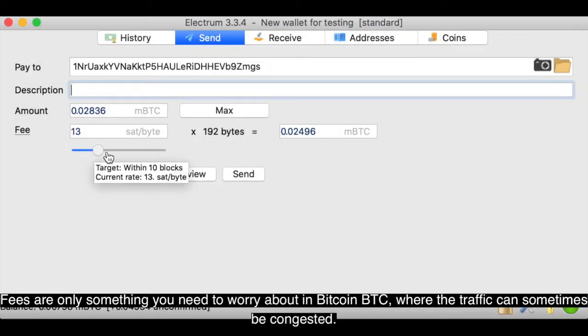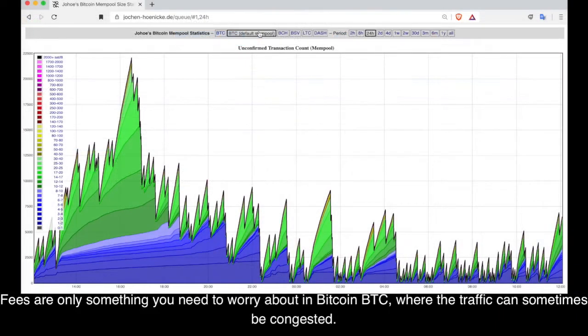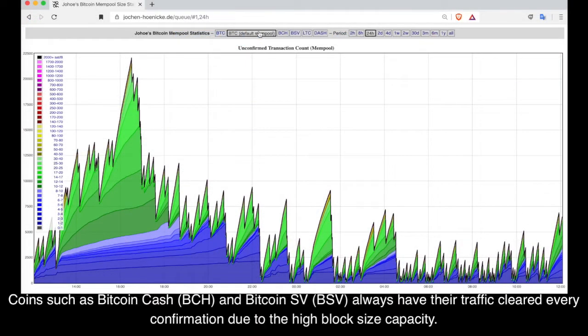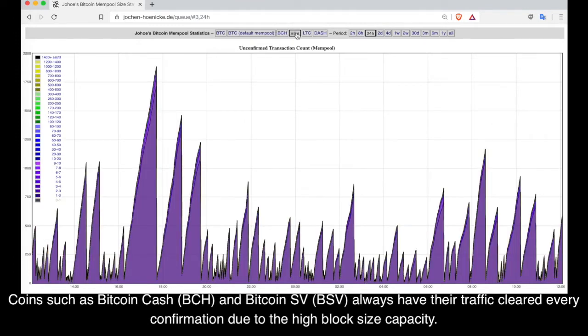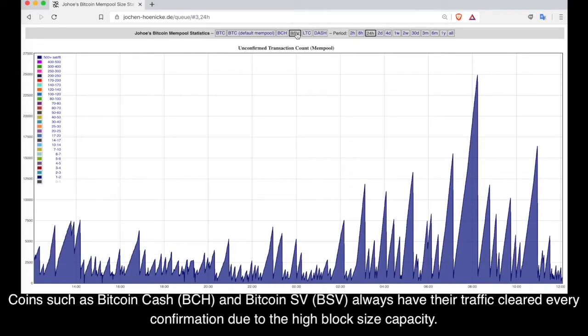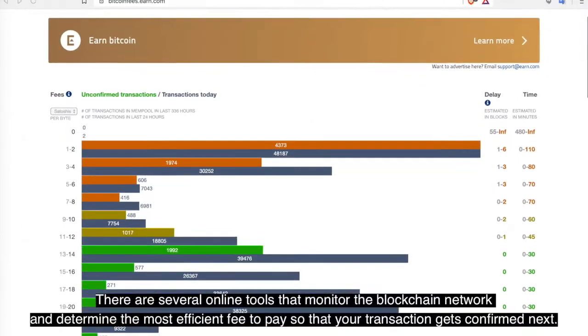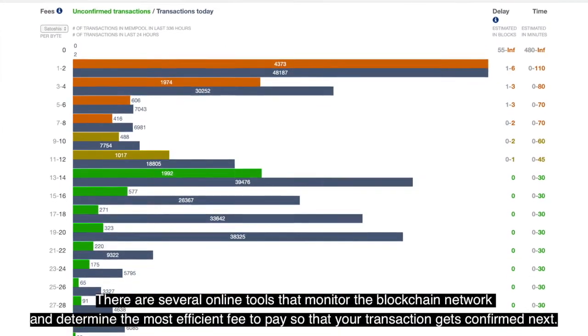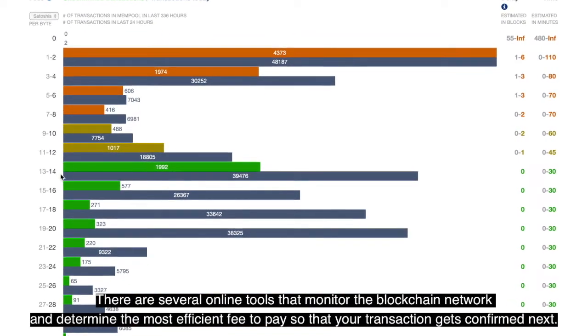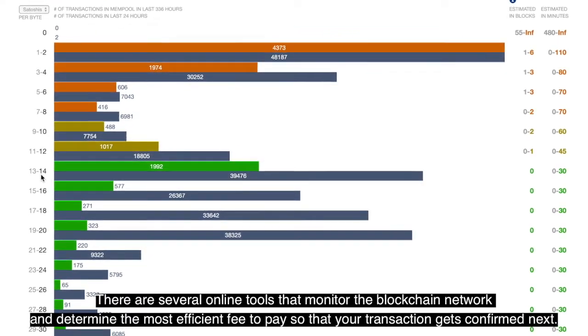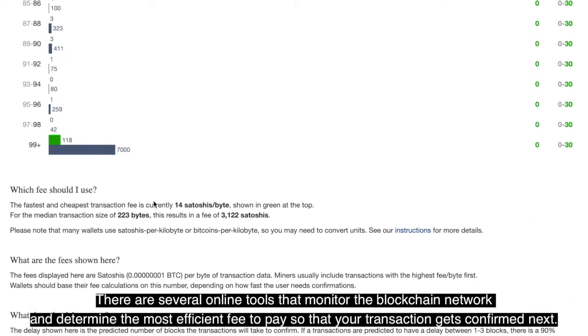Fees are only something you need to worry about in Bitcoin BTC, where traffic can sometimes be congested. Coins like Bitcoin Cash or Bitcoin SV always have their traffic cleared every confirmation due to the high block size capacity. We cover how to read this type of graph in our Rules of Consensus video. There are several online tools that monitor the blockchain network and determine the most efficient fee to pay so that your transaction gets confirmed next.